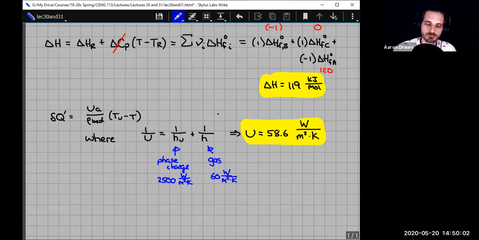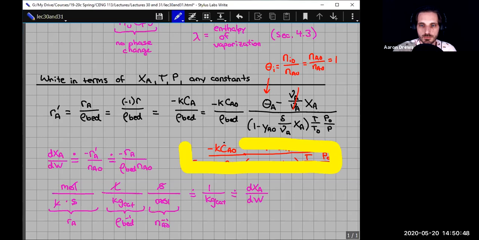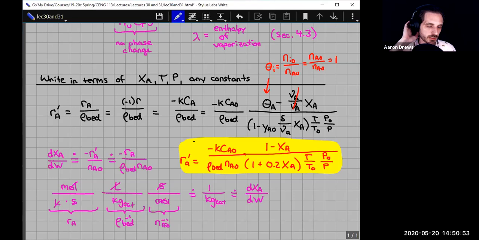So we got our delta H, we got our U. This expression here, let's go ahead and kind of clean this up a little bit right before we go, since it's 2:50. This will be our RA prime, will be equal to all of this nonsense over here. Let's clean this up a little bit. This is in our denominator. The top will look like 1 minus XA. And then out front will be K CA naught divided by rho bed times NA zero. Just so that we've got these things written down somewhere so that we can come back to. And then we'll keep working on this one after fika a little bit.